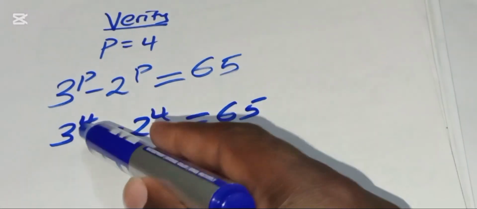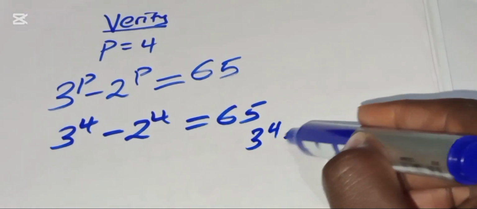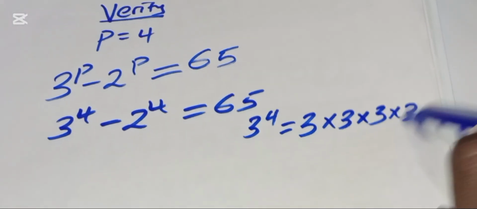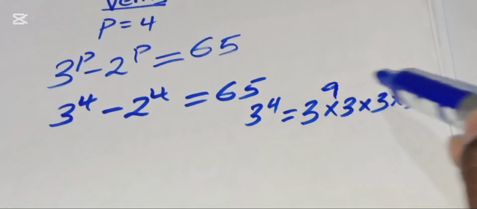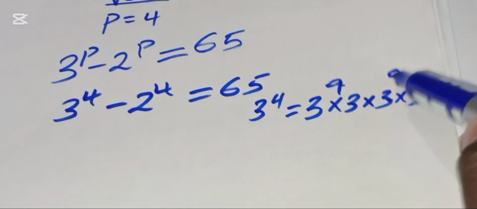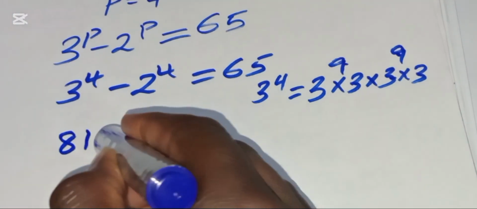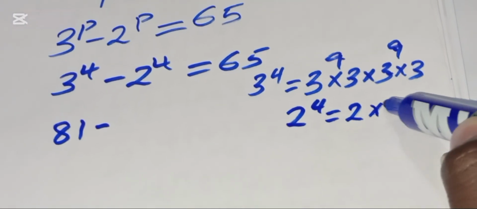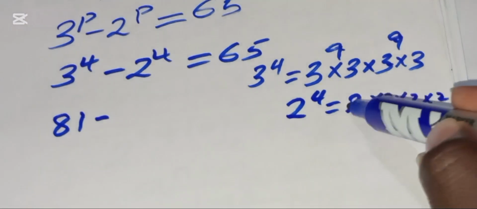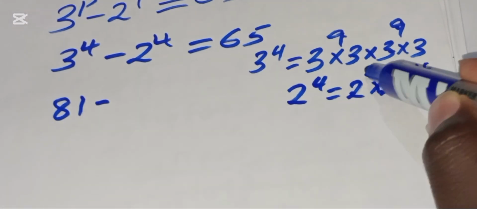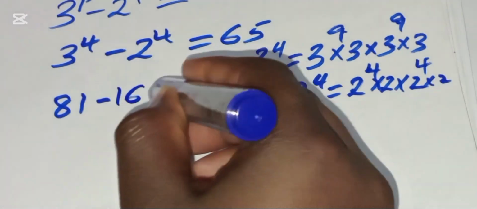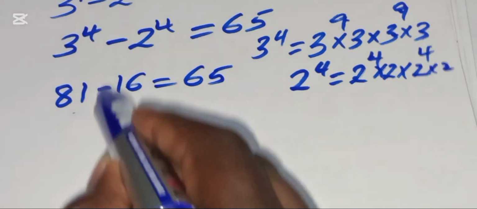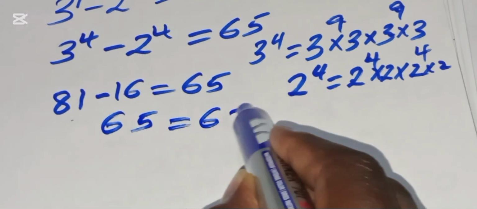Now 3 raised to power 4 is the same thing as 3 times 3 times 3 times 3. So 3 times 3 is 9, 3 times 3 is 9, and 9 times 9 is 81. So you have 81. Subtract 2 raised to power 4, which you can express as 2 times 2 times 2 times 2. So 2 times 2 is 4, 2 times 2 is 4, and 4 times 4 is equal to 16. So 81 subtract 16 is basically 65, which happens to be equal to 65.